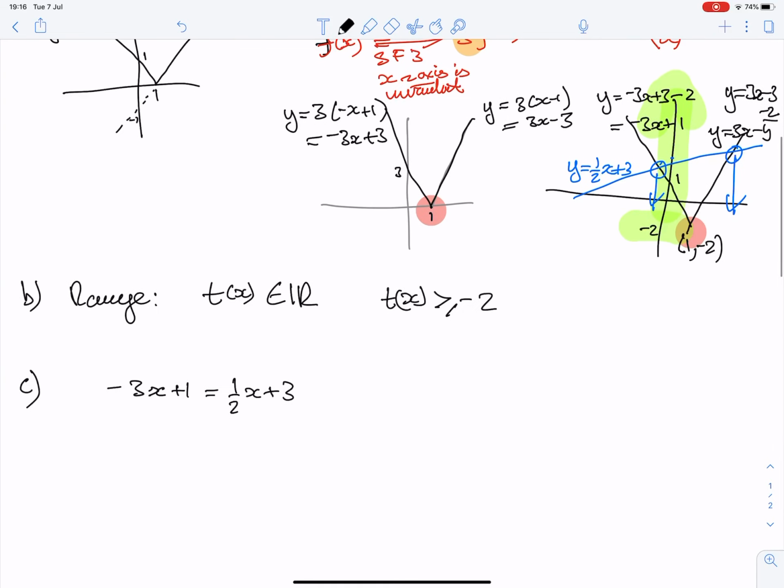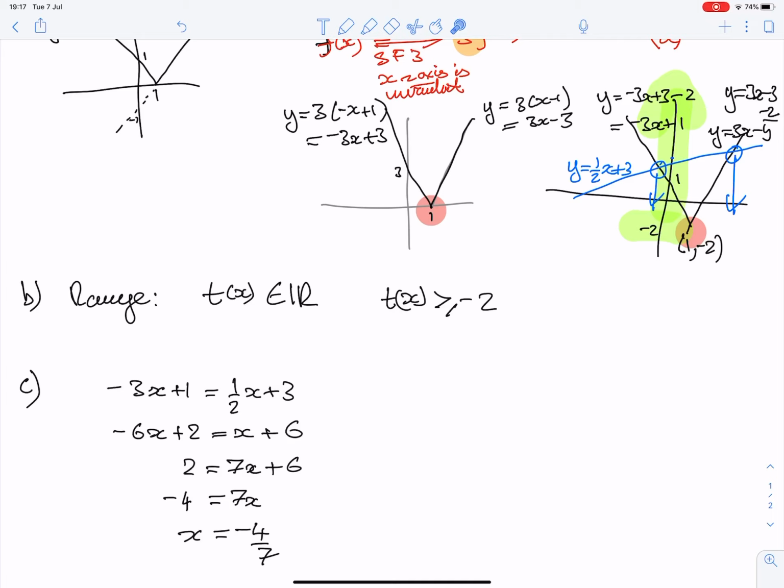And now it's a Year 7-8 linear equation. Multiply by the denominator, so we get minus 6x plus 2 equals x plus 6. Move the lowest number of x's, so we get 7x plus 6. Subtract the 6, minus 4 equals 7x. So x equals negative 4 over 7.